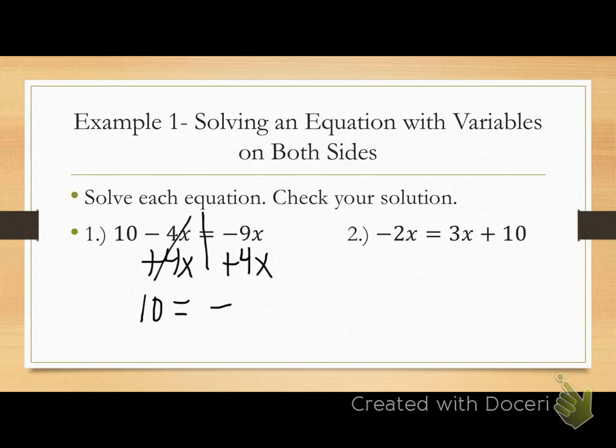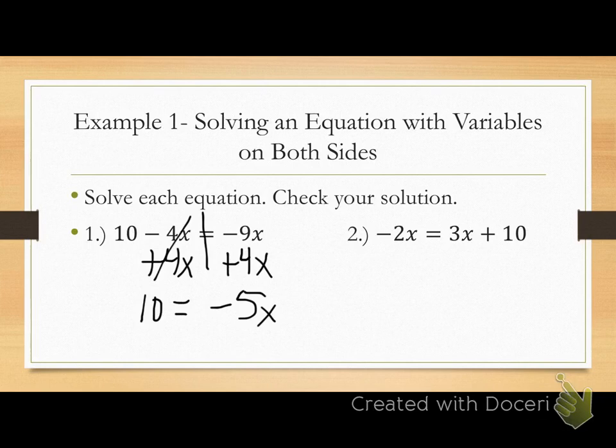Negative 5x. Everyone okay with that? Are all my variables on the same side of the equation now? Yes, they're all on the right-hand side. Are all my constants on the other side of the equation now? My numbers without variables? Yeah. They're on separate sides of each other, aren't they?